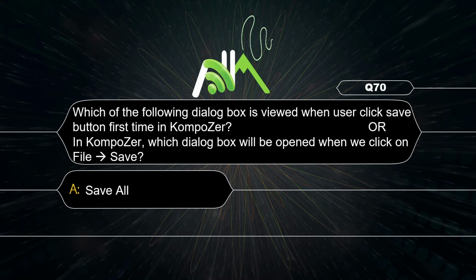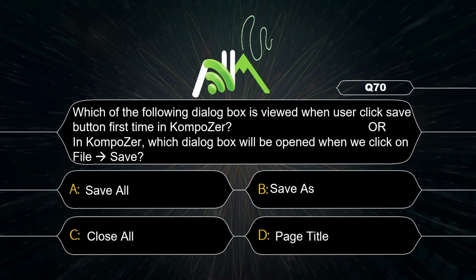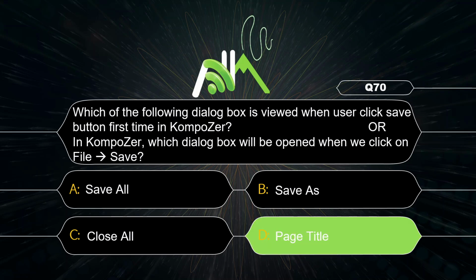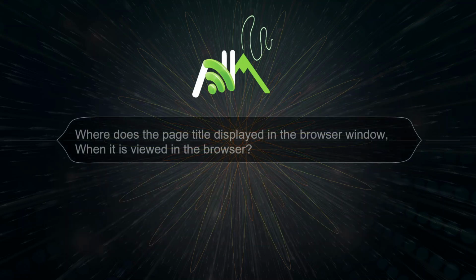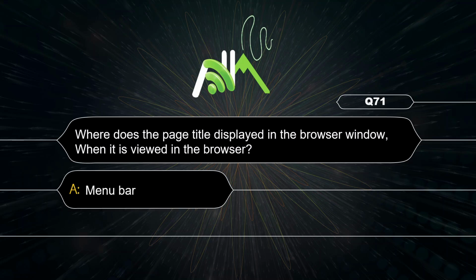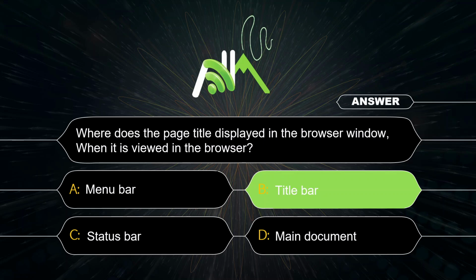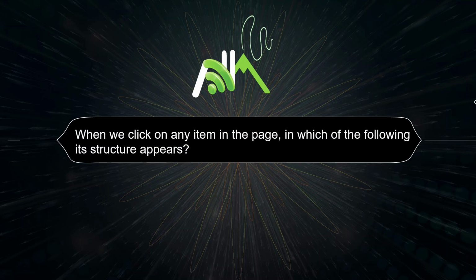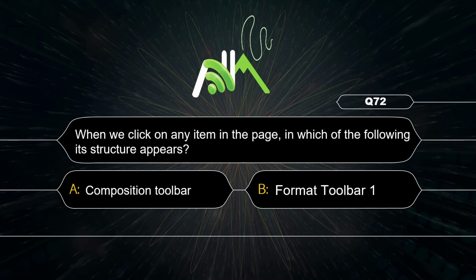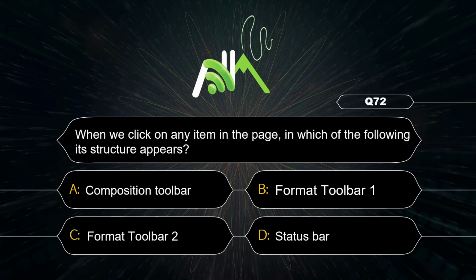Yes, again an important question. When the user clicks on the save button for the first time, you will not get save page as. First time you will get the page title. You have to give a title to the page, and only then can you save the page. And where does it display? On the title bar. When we click on any item, where does it appear? So we can see body, input or whatever we are selecting, the whole path we can see on the status bar. So the correct option is D.